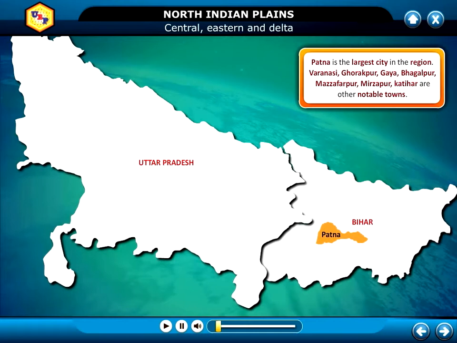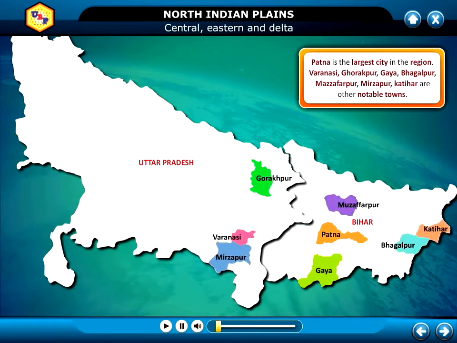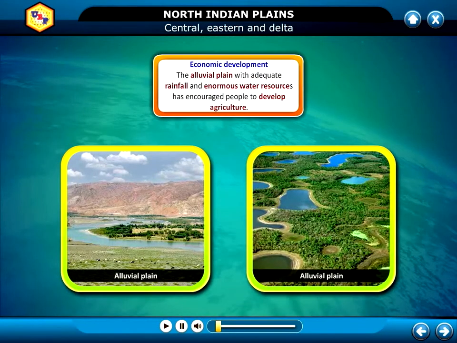Patna is the largest city in the region. Varanasi, Gorakhpur, Gaya, Bhagalpur, Muzaffarpur, Mirzapur, Katihar are other notable towns. Economic development. The alluvial plain, with adequate rainfall and enormous water resources, has encouraged people to develop agriculture.